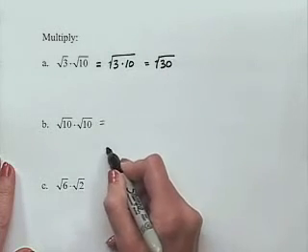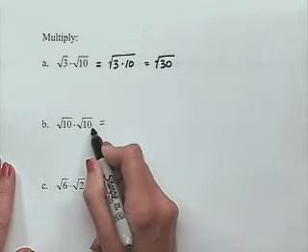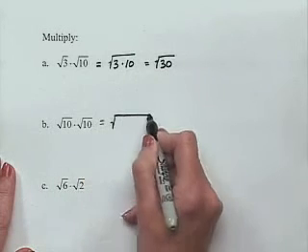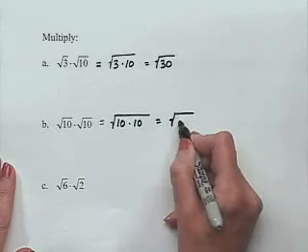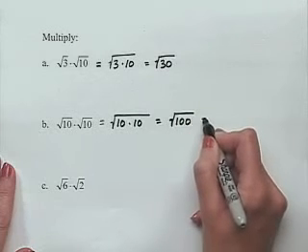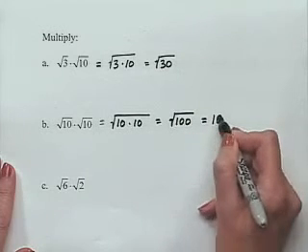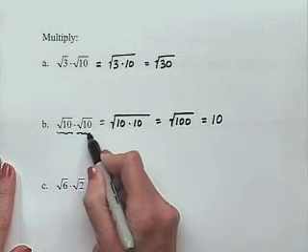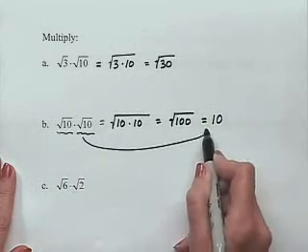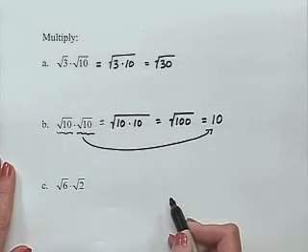Here, in our next example, we have square root of 10 times square root of 10. We can put that under the same radical symbol as 10 times 10. That gives us a square root of 100, and the square root of 100 is 10. One thing to note in this example is if we have the square root of a number times the other square root of the number, we end up as our result the number itself.